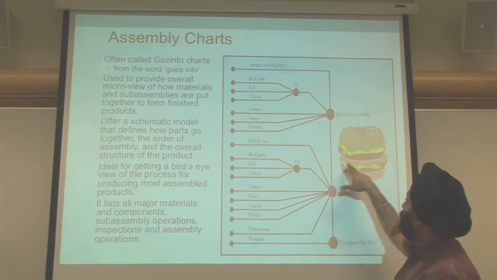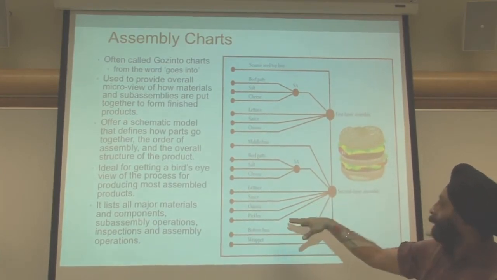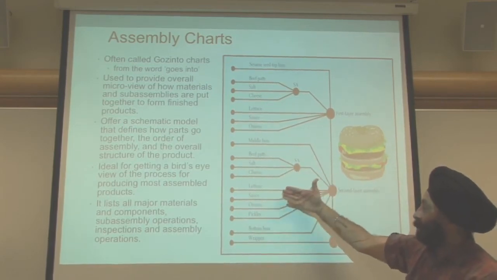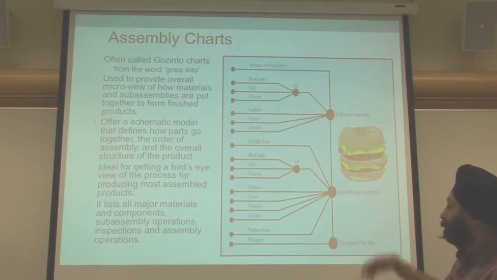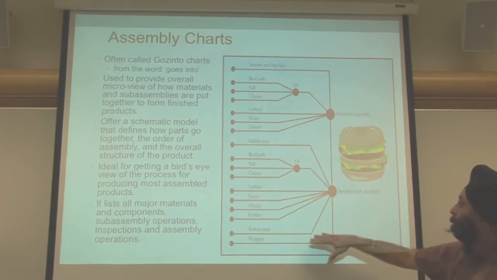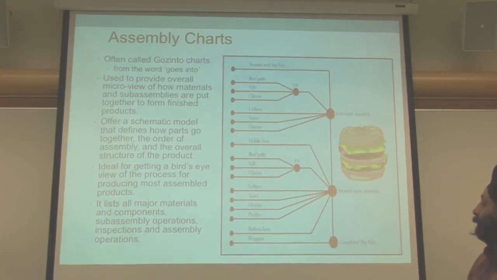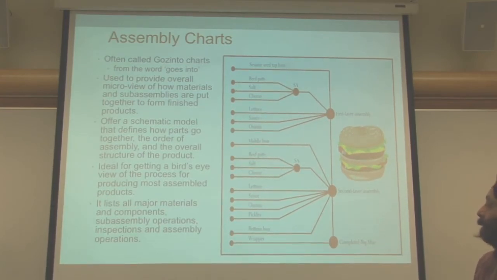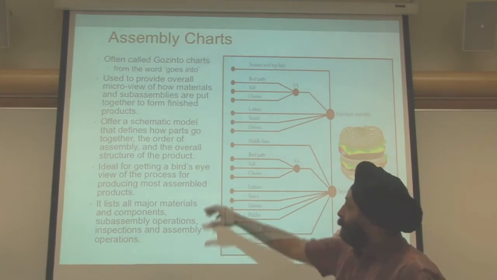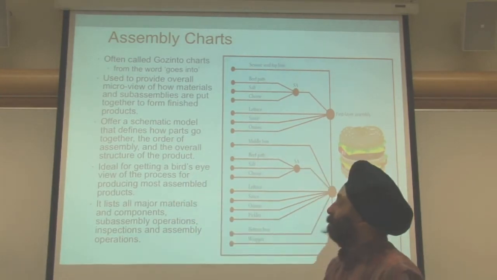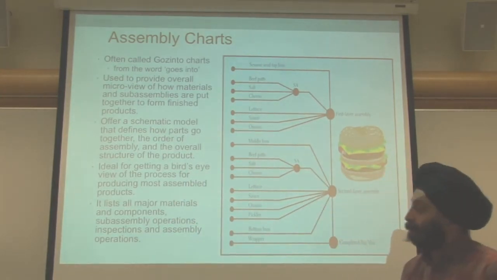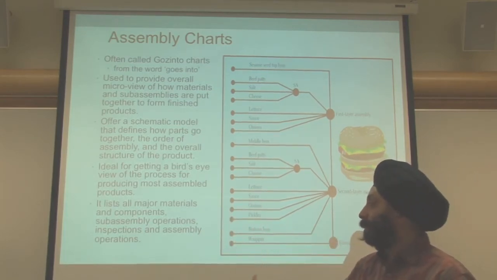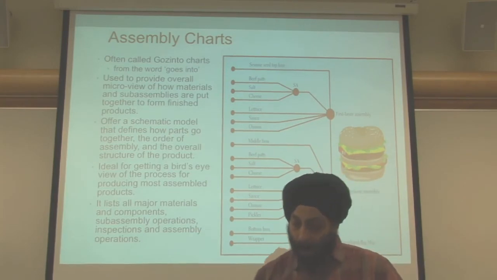And then you have the middle bun right here. And in this case, add another beef patty, as well as lettuce, sauce, onion, pickles, etc. That will go in there on the bottom bun at the very bottom. And all of this will go into a wrapper, which is a completed Big Mac that is being created. So it's ideal for getting a bird's eye view of the process for producing the most assembled products. List major materials, components, sub-assemblies, operation, inspection, and assembly operations that can be incorporated.